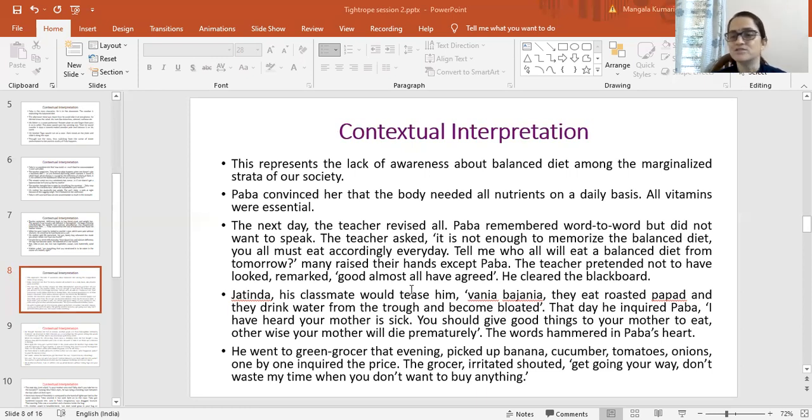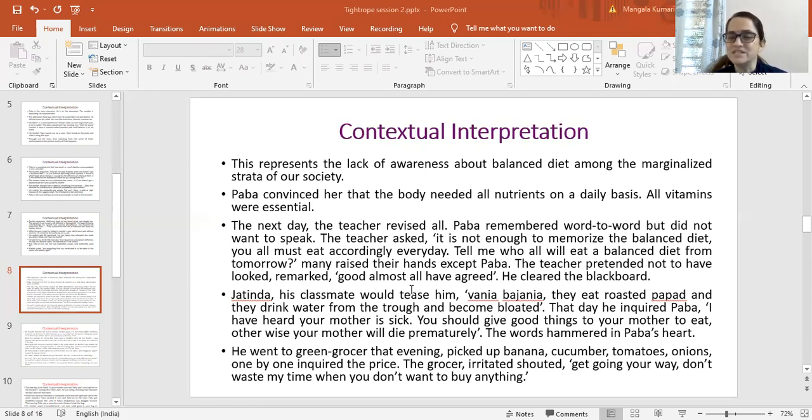Casteism traits are there in the story, and Baba belongs to the Bajania community. Banyas and Brahmins are higher caste people. Bajanias are low caste people, and especially they are tribes. They are street performers. They don't have a house and they have to wander. They have to depend on performances on the street for money for their life. So Vanya Bajania, taking the caste of Baba, he used to tease: they eat roasted papad, they drink water from the trough and become bloated.